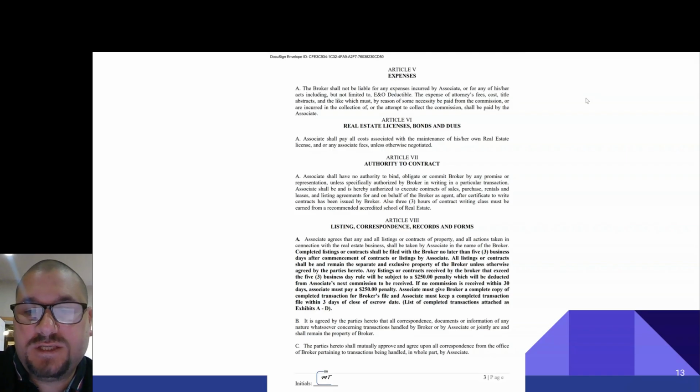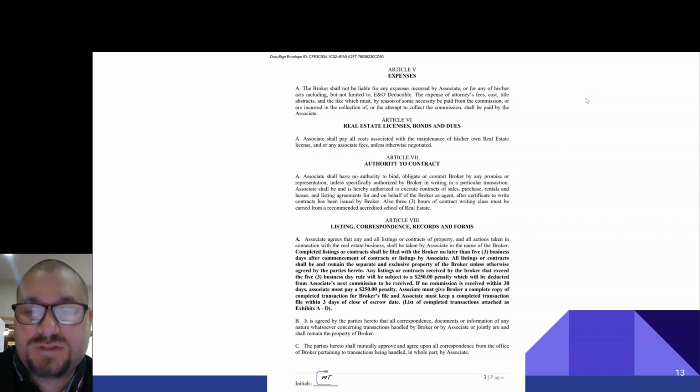If no commission is received within 30 days, associate must pay a $250 penalty. So if you don't do a deal within the next 30 days and you didn't give them the documents when they needed, that $250 you got to pay up. Associate must give a broker a complete copy of a completed transaction for broker's file, and associate must keep a completed transaction file within 3 days of close of escrow date. The list of completed transactions attached as exhibits A through D.